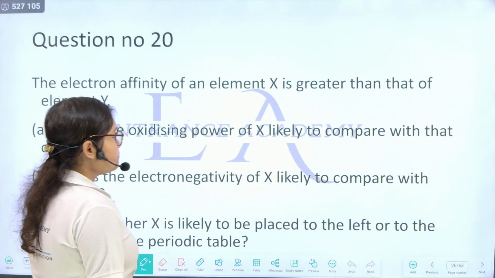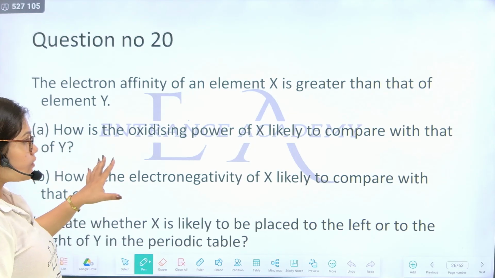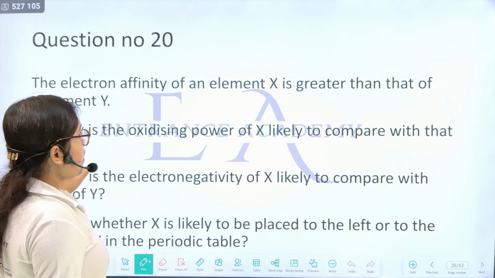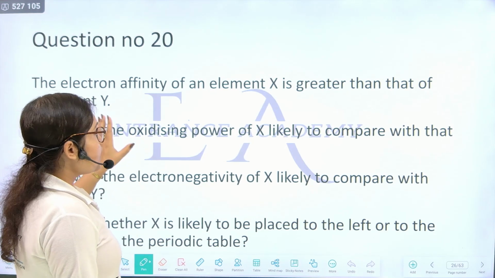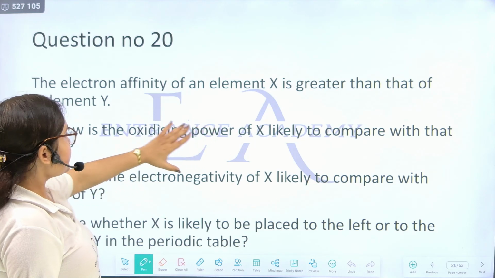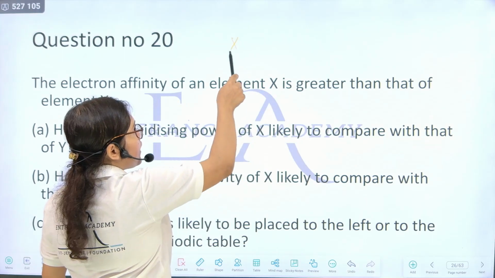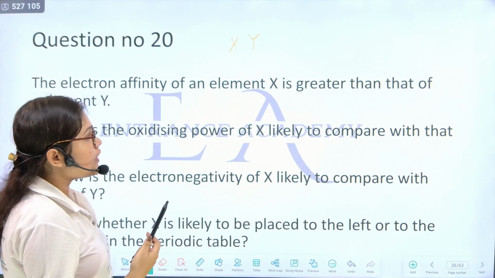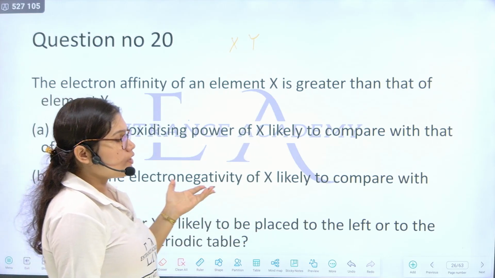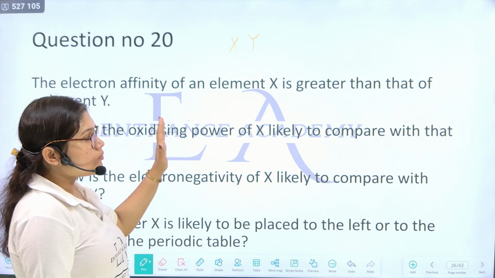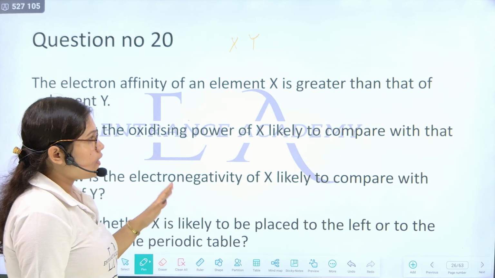Next question, another important type of question for your exam. The electron affinity of an element X is greater than that of element Y. So what is electron affinity? Electron affinity is the energy released when an isolated, neutral atom gains an electron to form an ion.